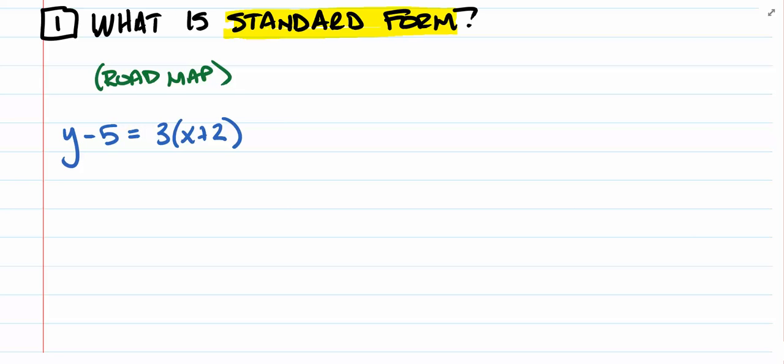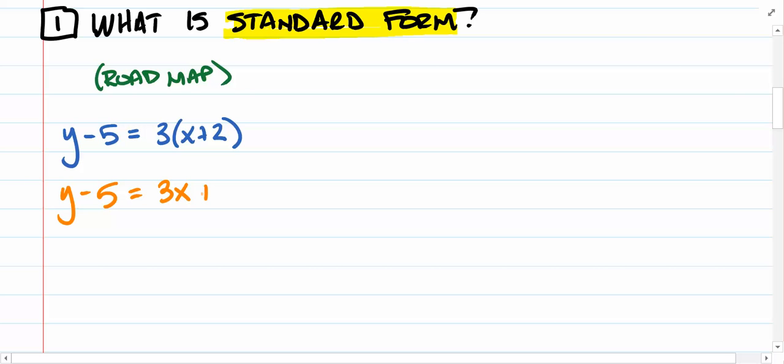So take a look at the equation that I have down here for you. I have y minus 5 is equal to 3 times x plus 2. Hopefully you know what type of form this is. Yes, this is indeed point-slope form. So I'm going to take this, which is in point-slope form, and I'm just going to distribute and get this. Y minus 5 is equal to 3x plus 6, and then I'm going to add 5 to both sides. Add 5 to both sides, and I'll get this. Y is equal to 3x plus 11.